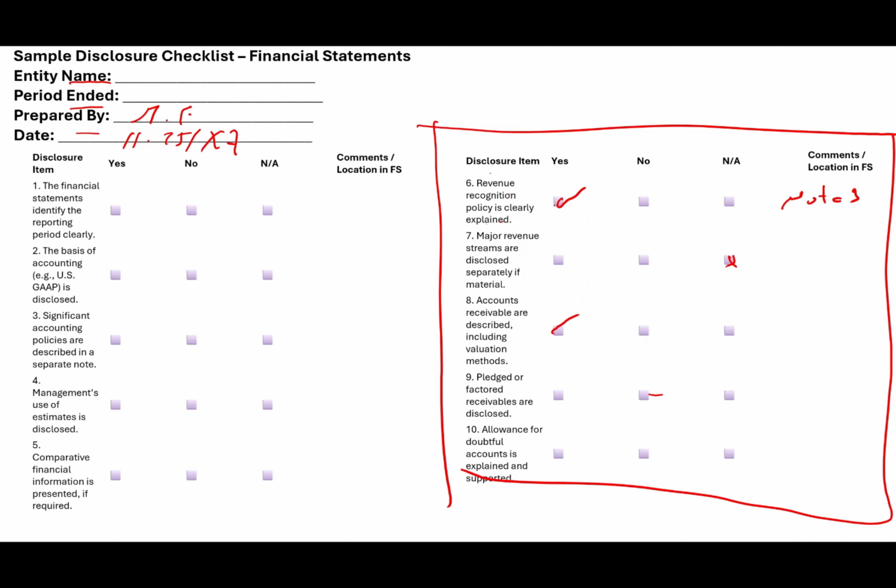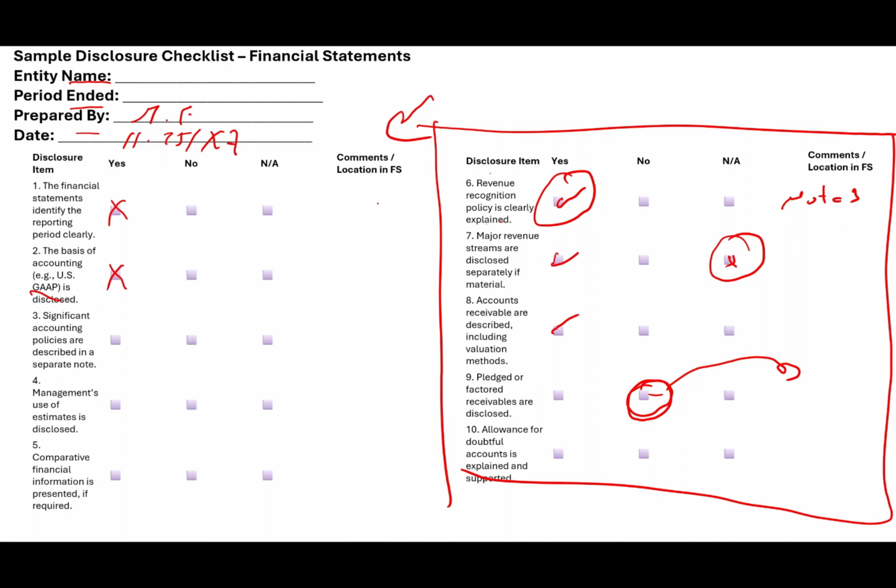So revenue recognition policy is clearly explained. Yes. Major revenue streams are disclosed if material, yes. So you want yes or an NA. So anything as a no, you need to explain more, like why not, right? So this is for revenue recognition. This is for the overall financial statements. The financial statements identify the reporting period clearly. Of course, you should do that. You put the date. The basis of accounting, are we using GAAP?